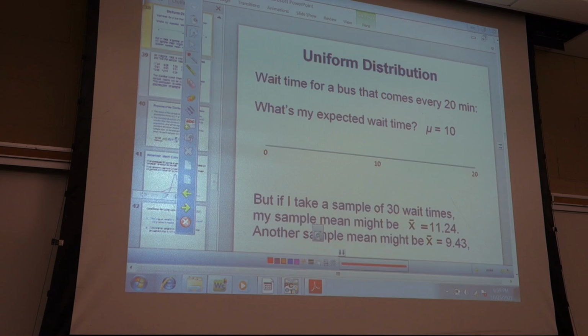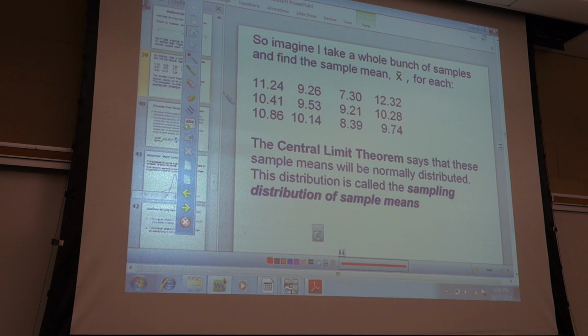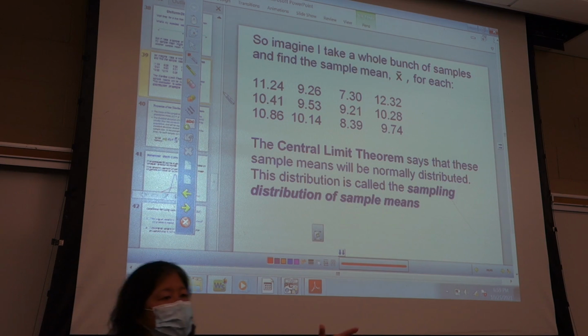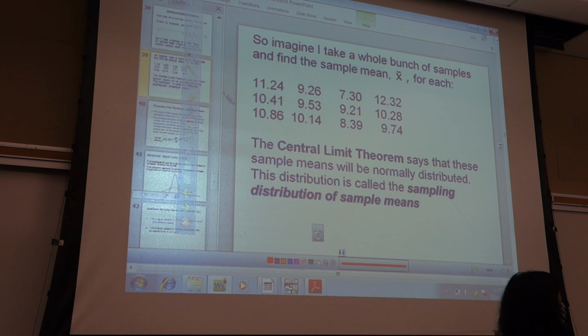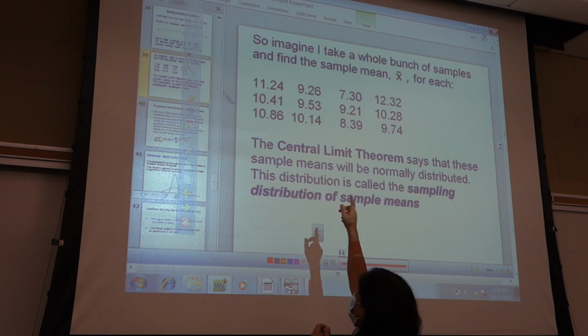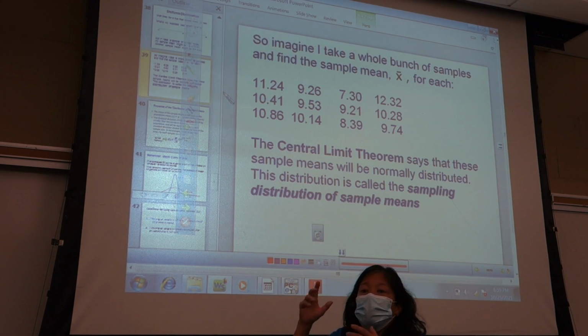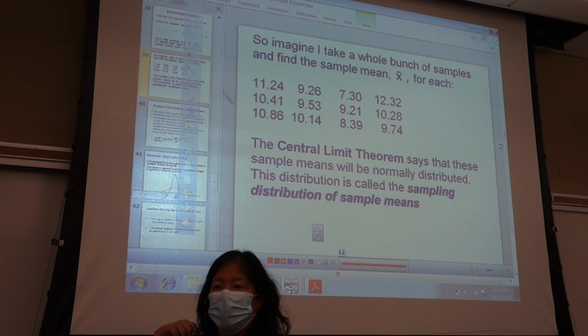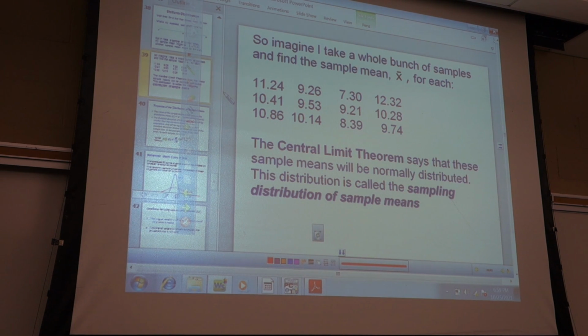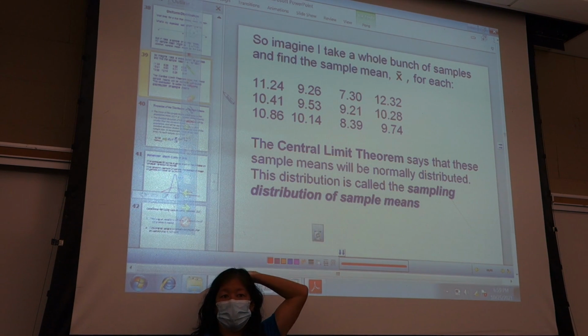Now, imagine I do that 12 times. I take a sample of 30 people, I average them. I take another sample of 30 people, I average them. I take another sample of another 30 people, I average them. Over and over again, and I do that 12 times. So each one of these averages represents 30 people and their average. Everybody with me? So these numbers up here are all averages of 30 people. Good?